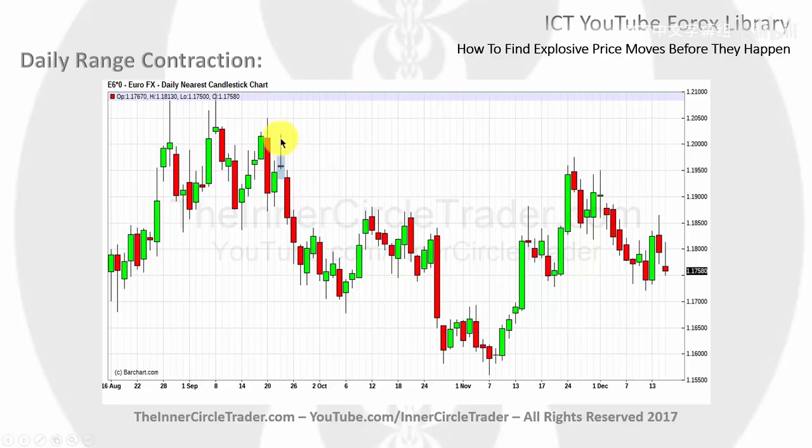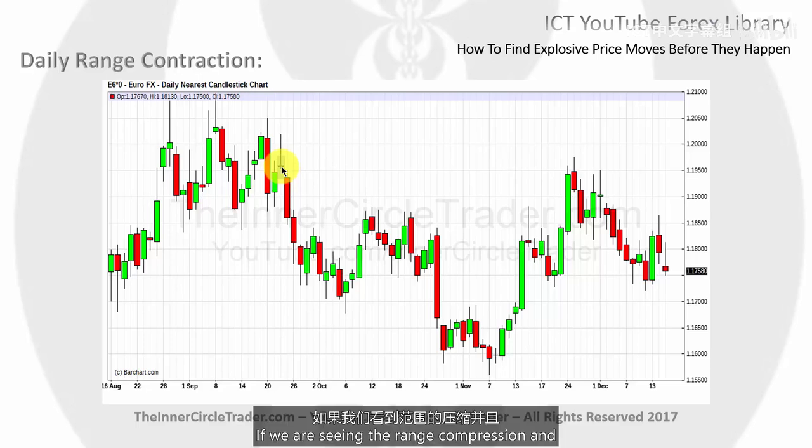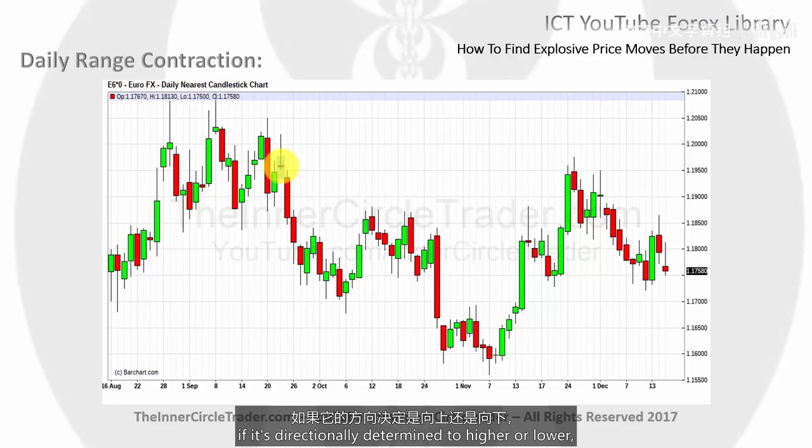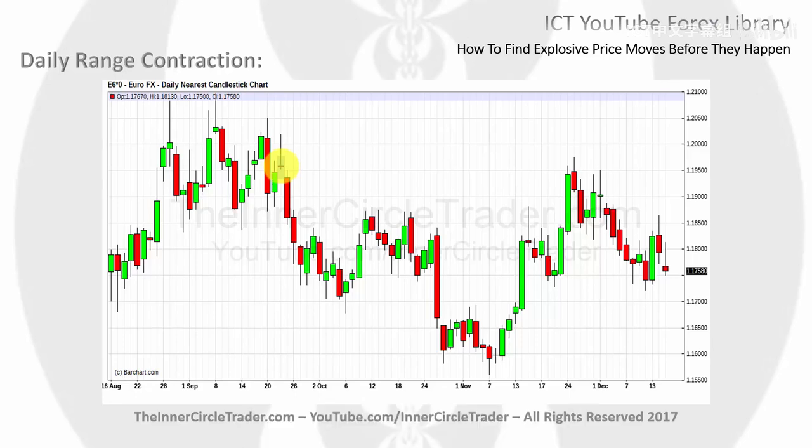Disregard the wick. We don't care about that. We're looking at the body of the candle. Very small little compression. If we are seeing the range compress and contract smaller and tighter, we know there's going to be a large expansion. So the next move, if it's directionally determined to be higher or lower, we can use Power 3 concepts in that light. Here we see it's bearish: open, rally, sell the high, hold for the close.